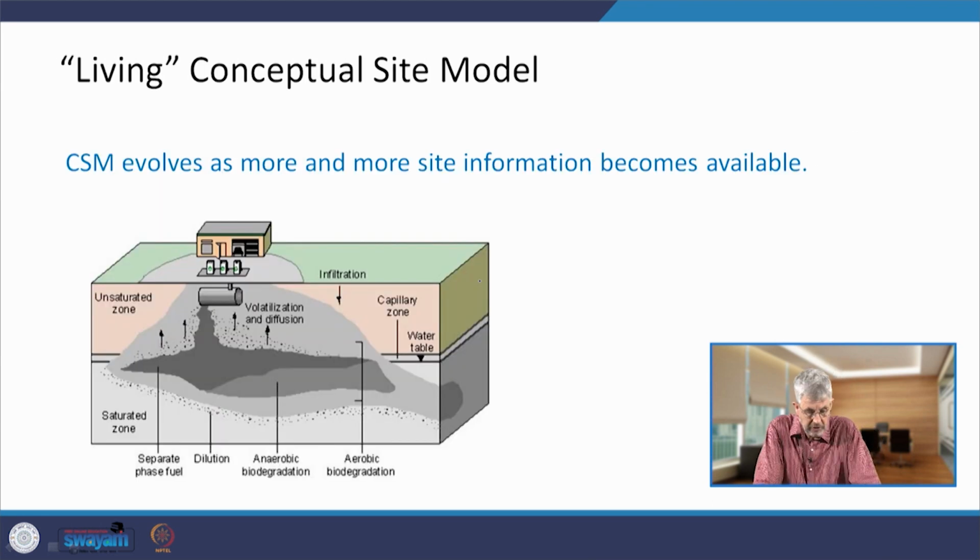So in other words, a conceptual site model is a living feature. It evolves as more and more information becomes available. Sometimes previous conceptual site model versions have to be discarded because new information contradicts beliefs up to that point and has to be redrawn. So it is an evolving feature which builds over time and builds on the data that an environmental hydrogeologist collects in the field and puts together.